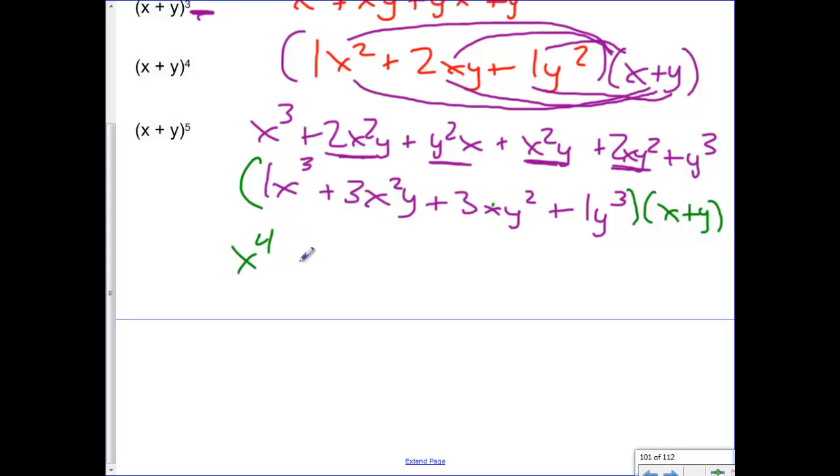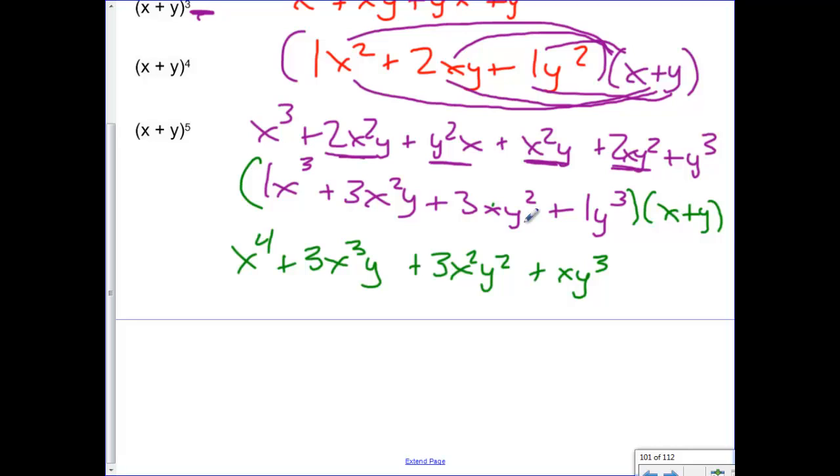This one times this one will give you x to the 4. Really, all of these terms here are going to get bumped up by a value of x. So now it'll be x to the 3y. It'll be x squared y squared. And this one will actually have an x in it now. So that's timesing all of them by x.